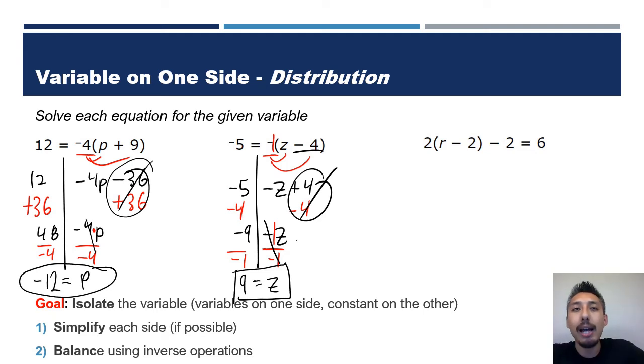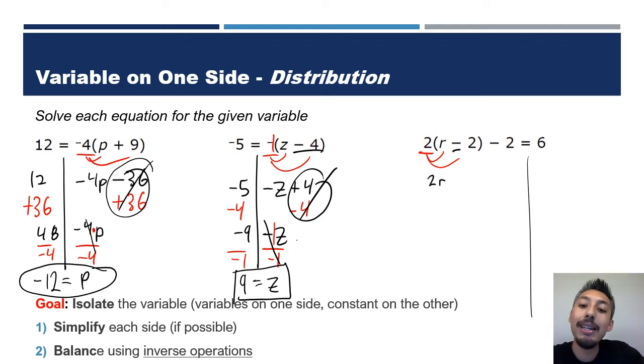And finally, the last example. It might look a little more complicated, but again, we're going to follow the same thinking process. We're first going to ask ourselves, can we simplify this? Let's draw our line down the center. We're going to start off with distribution. We have a 2 on the outside of the parentheses, so we're going to multiply that with everything inside of the parentheses. 2 times r is 2r.